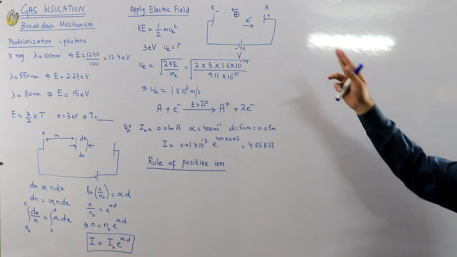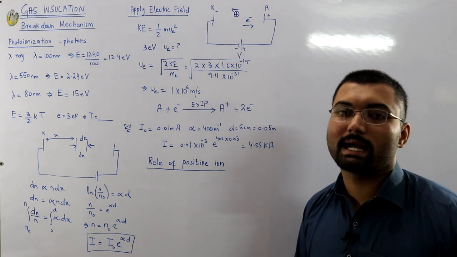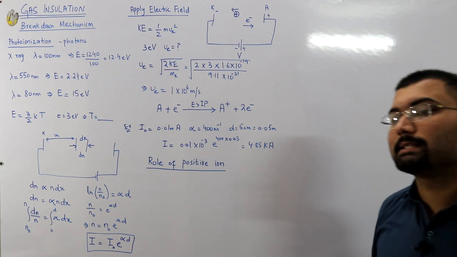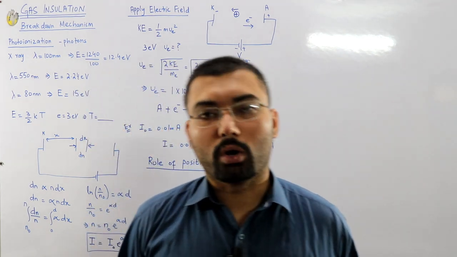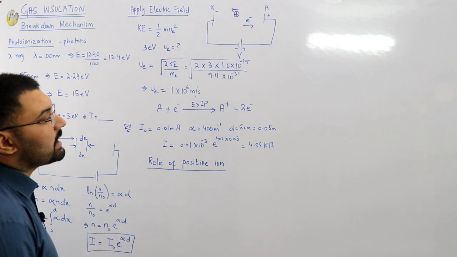Right, electron will move towards the anode, the positive ion will drift towards the cathode. Drift means it will go slowly. It is a massive particle, the mass is higher, so the speed would be lower. Do you know how to calculate the mass of a positive ion?